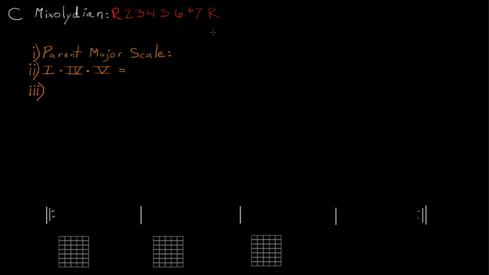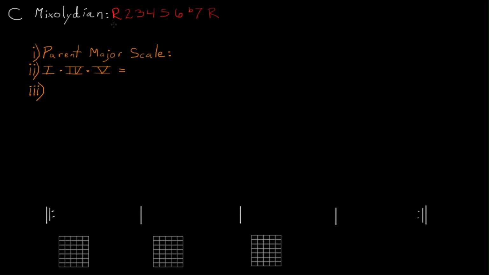So there's two reasons why you want to know the formula. Number one is so you can construct the mode from scratch. Number two is for your improvising and composing. So let's talk about building the mode from scratch.